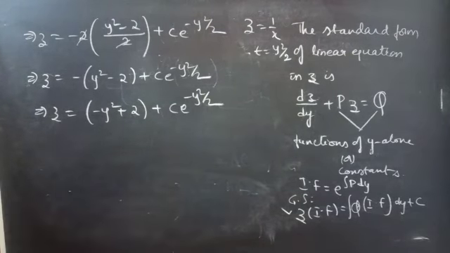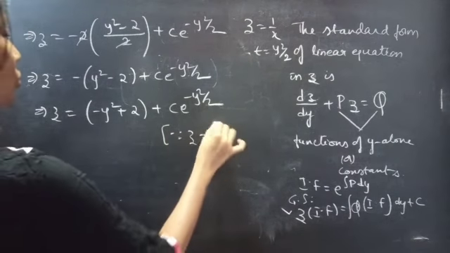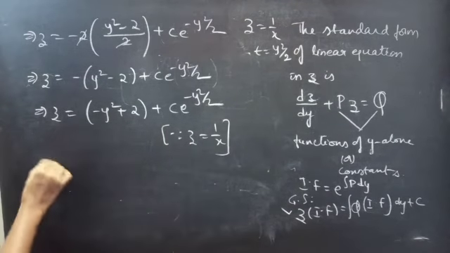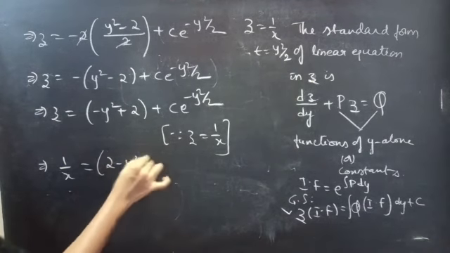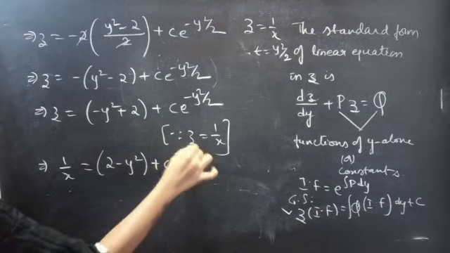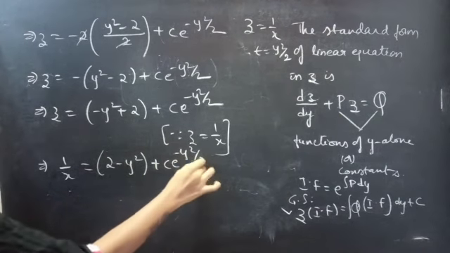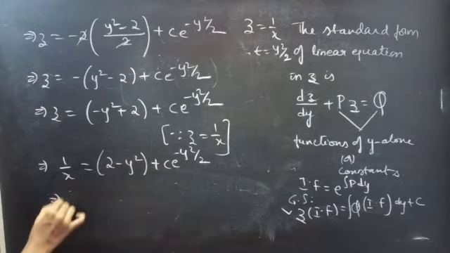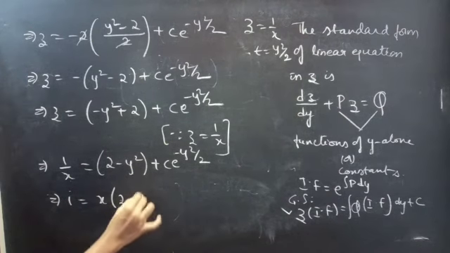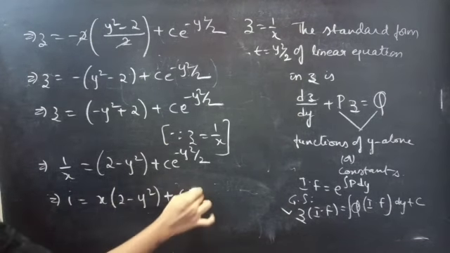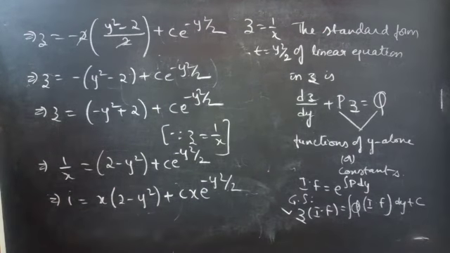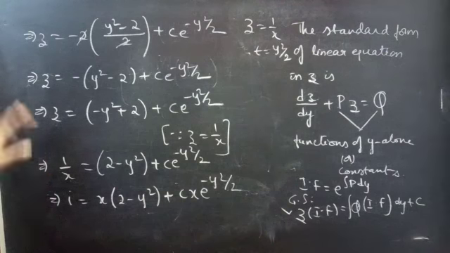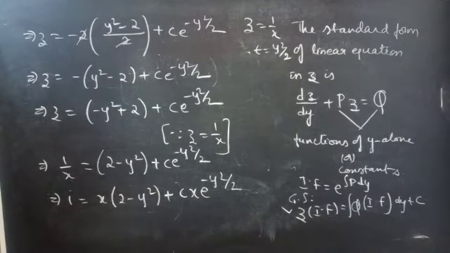Since z equals 1 by x, now replace z, then you'll get 1 by x equals, you can write this as 2 minus y square plus c into e power minus y square by 2. Now take this x to the RHS. You'll get 1 equals x times 2 minus y square plus cx e power minus y square by 2. See here, which completes the problem.